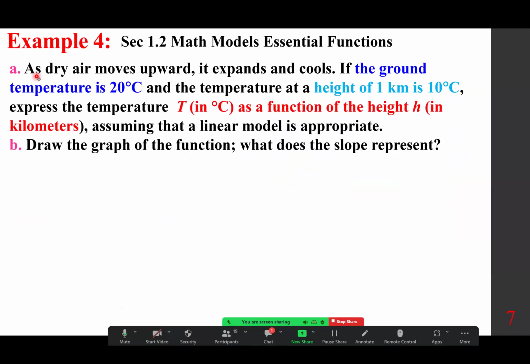Anybody wants to read this question for us? I can do that. Thanks, Peter.